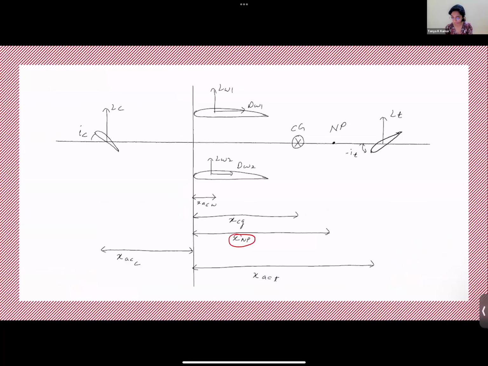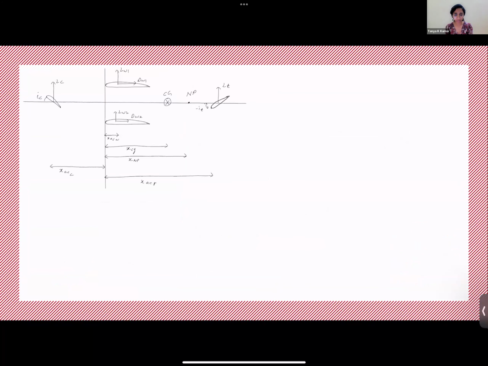So this quantity is what we need to find out. Let's try doing it. We'll start like we did in the previous case. We'll start with the equations. Right, so the equation is moment about CG. What is the equation? M CG. Now what all terms will come here?